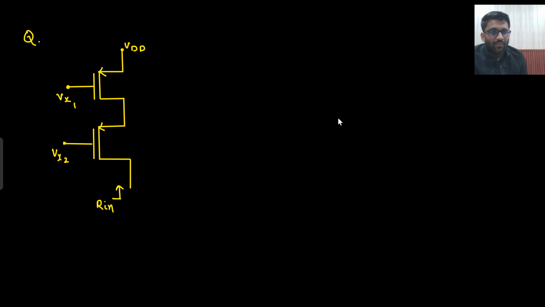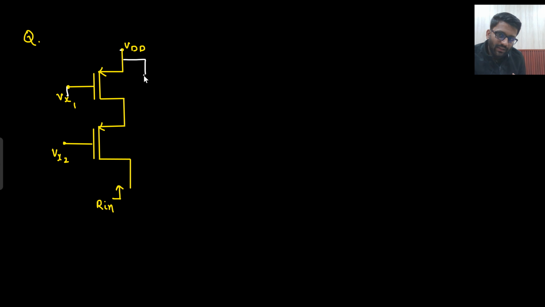Here we are using PMOSes, whereas usually we use NMOS. So even if the PMOS is coming, you should not get confused. VX1 will be shorted, VDD will be shorted. Look, VX1 is shorted, VDD is shorted.